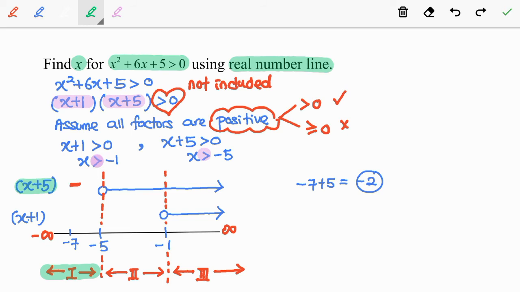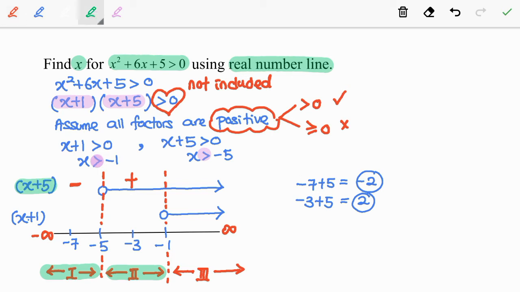Now, choose any number in the second intervals. So for example, I choose negative 3. So now substitute x with negative 3 into factors x plus 5. So we have negative 3 plus 5 is equal to 2. So we clearly see that the value we get is positive value. So we put positive sign over here.